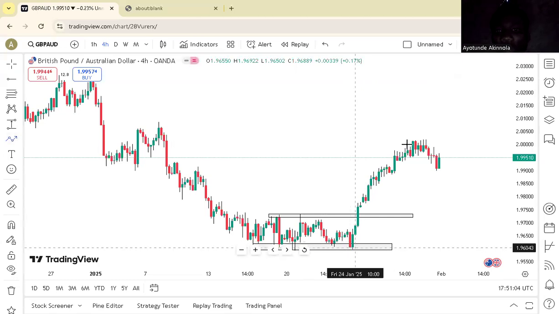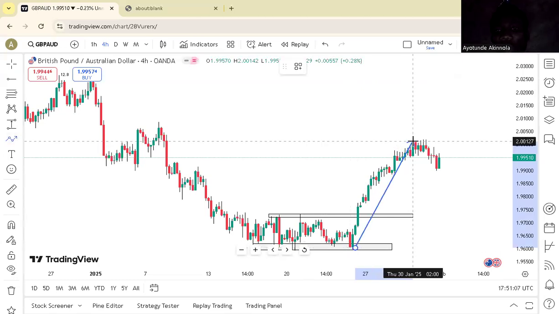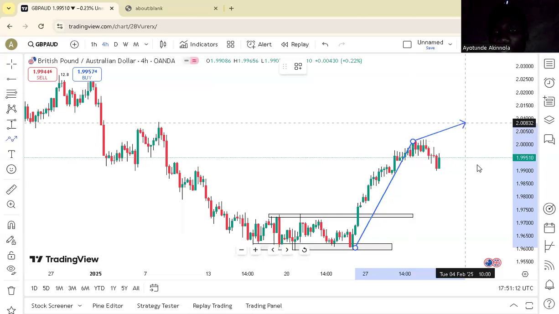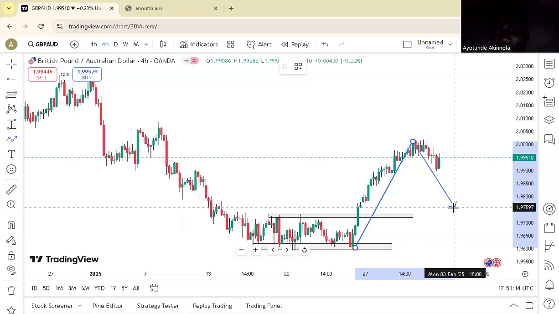You can see it as a move, or I will use Fibonacci to know where I'm expecting GA to come down, then continue back up.